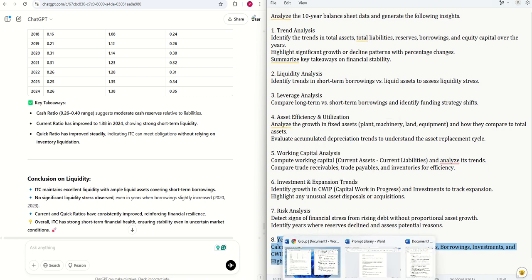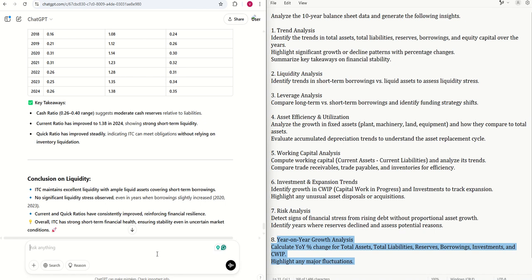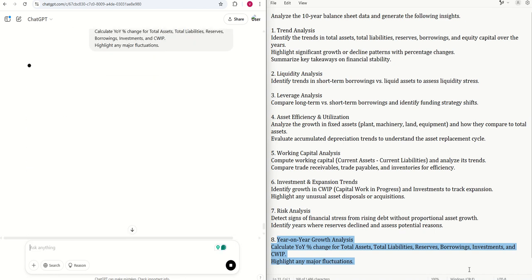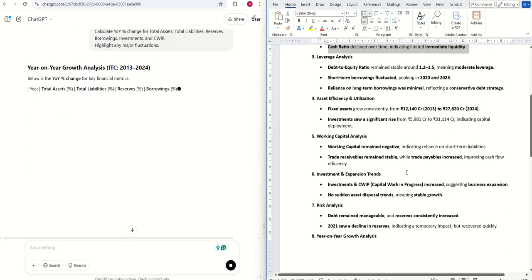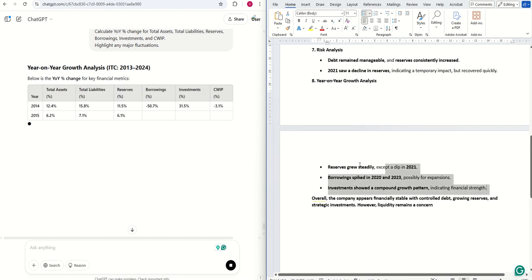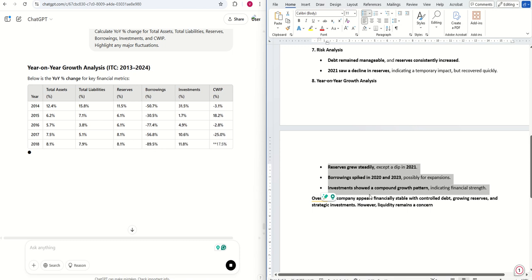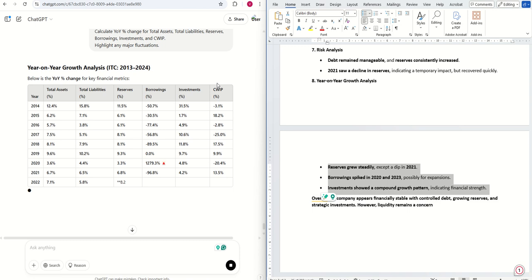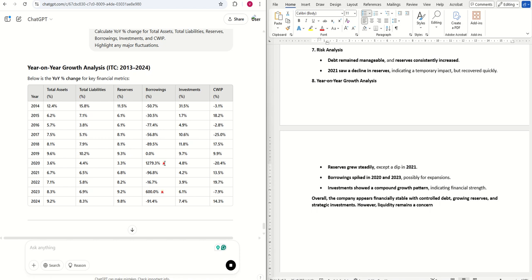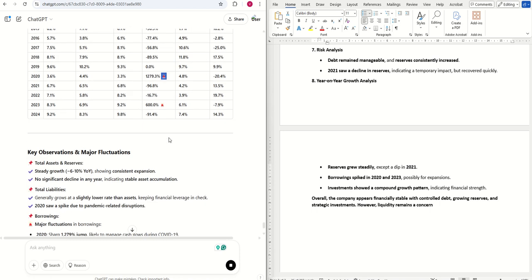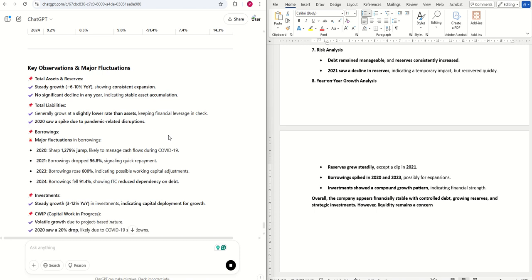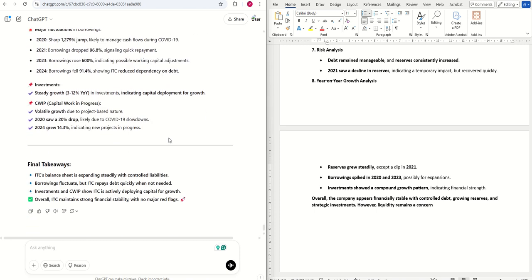Year-on-year growth analysis. Was it there in the last output? Okay. It just told reserves were steady till 2021, borrowing spiked, and investment showed a compound growth pattern indicating financial strength. Now, the year-on-year analysis gives a proper table, and wherever there's a red warning, it gives a siren symbol. Then there's a long set of observations, major fluctuations, and final takeaways.